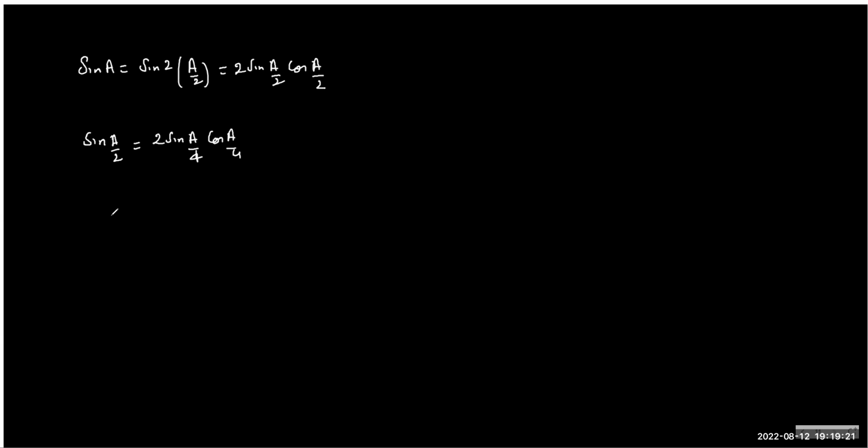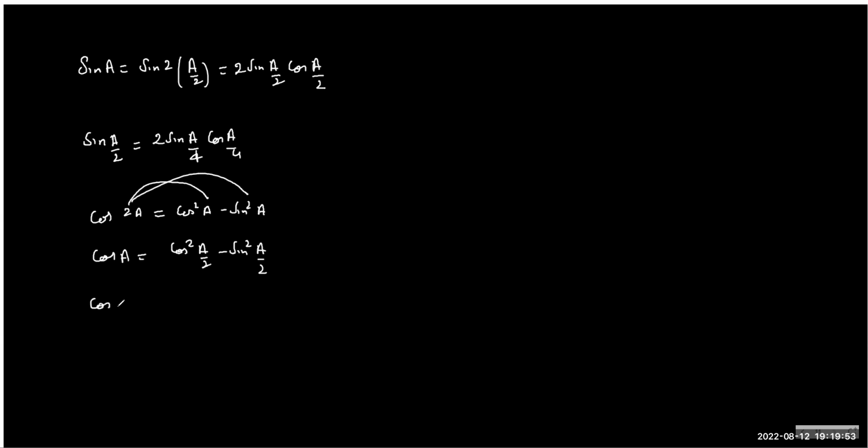And similarly, if you know the cos 2A formula is 1 plus cos A, or whatever, cos square. Or you can write cos 2A, we wrote as cos square A minus sine square A. So you can also write cos A as cos square A by 2 minus sine square A by 2. So 2A becomes A. So A becomes A by 2. And similarly, A by 2 becomes A by 4. And you can keep on doing something like this as and when required, and so on and so on.